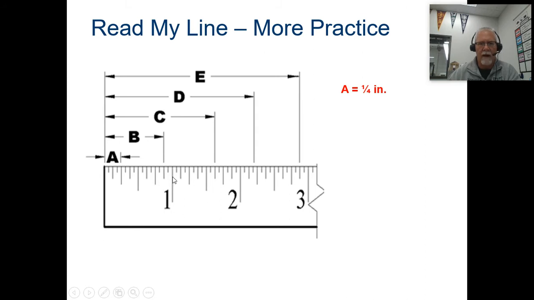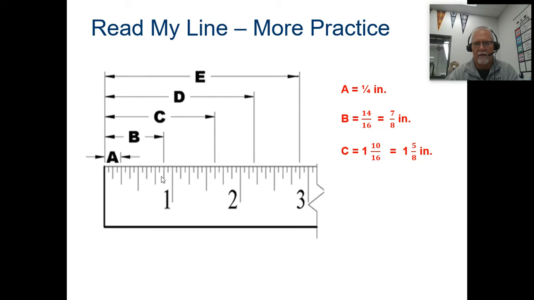Now we're talking eighths of an inch. So we are at the 7/8 mark. Okay, 14/16, or if we reduce that, 7/8. Likewise here, look at C. Now we're beyond the inch. So we have to say it's 1 inch plus whatever the fraction is.